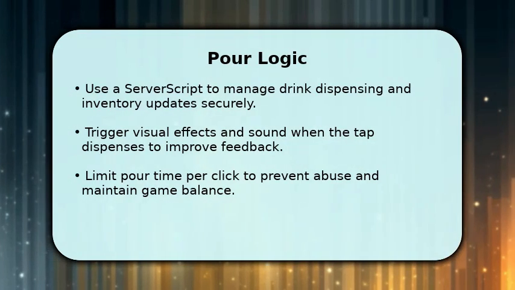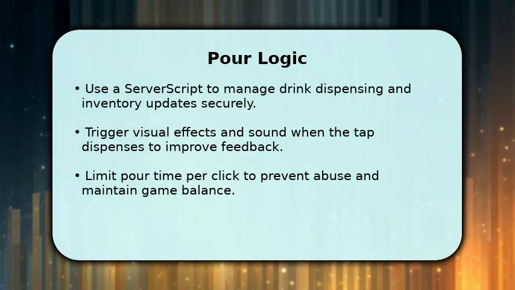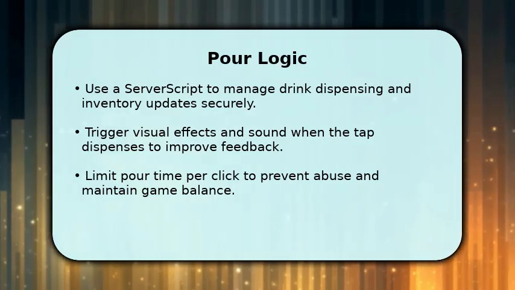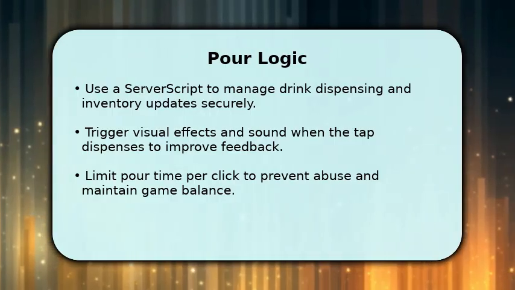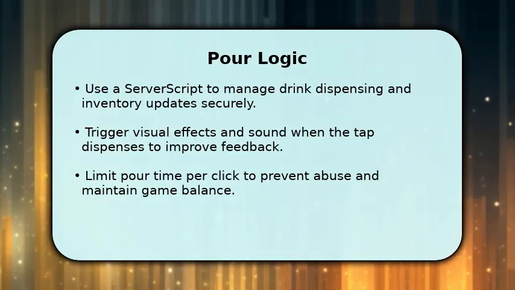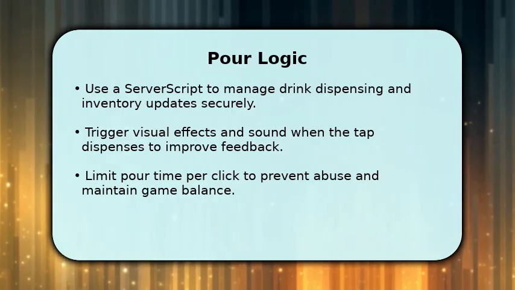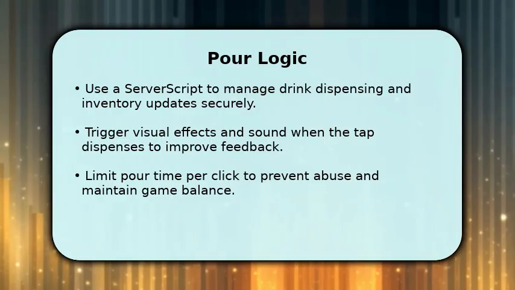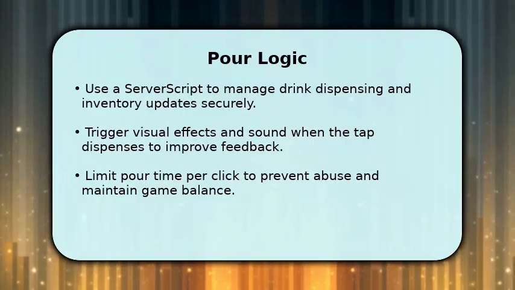To build reliable pour logic, handle core actions on the server while letting the client request pours. Track each pour duration and use a debounce to block repeated rapid clicks. Spawn temporary drink objects or particles to simulate liquid and link sound to pour events. Update the player's UI and inventory after validation. Test under multiplayer conditions to confirm synchronization and fair usage for all players.